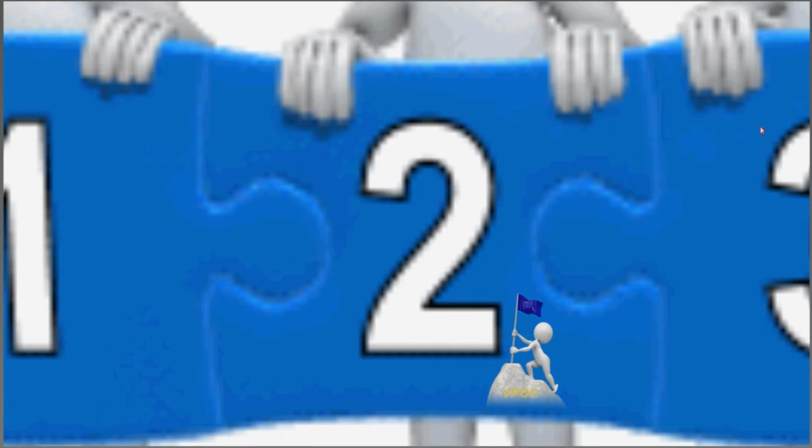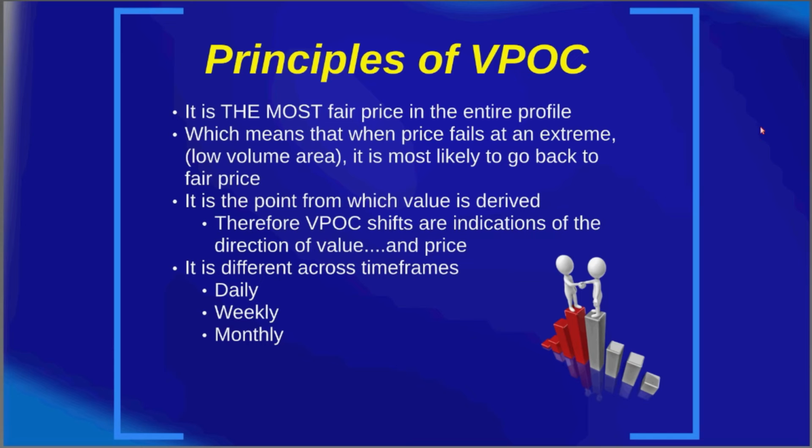The next one is the principles of the volume point of control. It's the most fair price. So we may have in a profile several high volume areas, but the volume point of control is the most fair price in a profile. It means that when a price fails at an extreme, either to the low, the downside, or to the upside, it is most likely to go back to VPOC, which is the most fair price. It's the point from which value is derived.